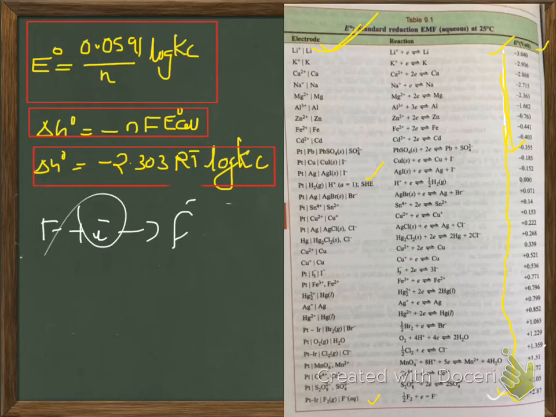So the tendency to act as a reducing agent decreases, while that of an oxidizing agent increases. And finally we declare lithium as the strongest reducing agent and fluorine as the strongest oxidizing agent in aqueous solution. That is the first application.